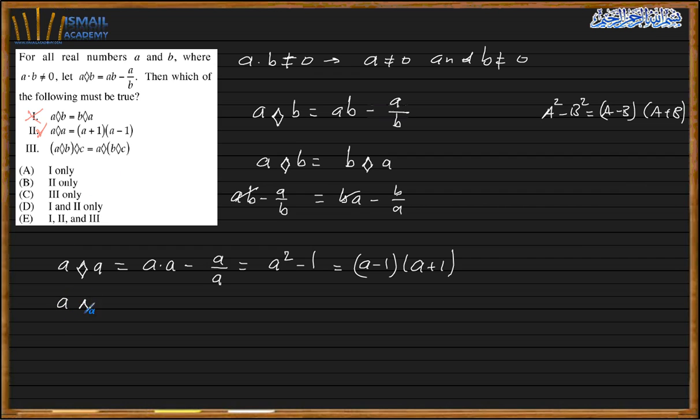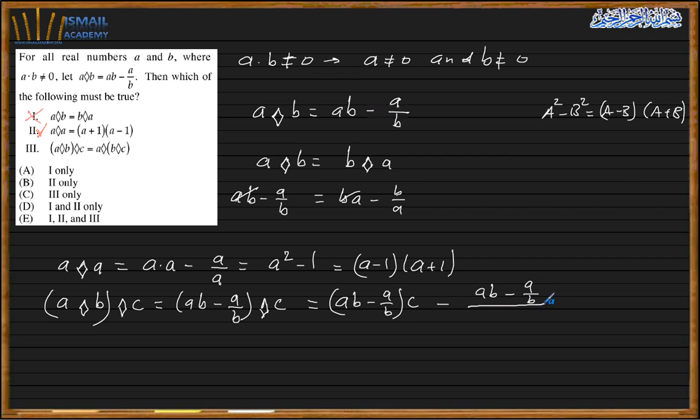So A diamond B diamond C. It's the same thing as I do the order of operation, which is parentheses first. So it's going to be the first times the second minus the first over the second, diamond C. So this is a number. So it's like I'm having the first, and C is the second. So this will be what? The first times the second minus the first over the second. As you see, this is exactly how we should see it.